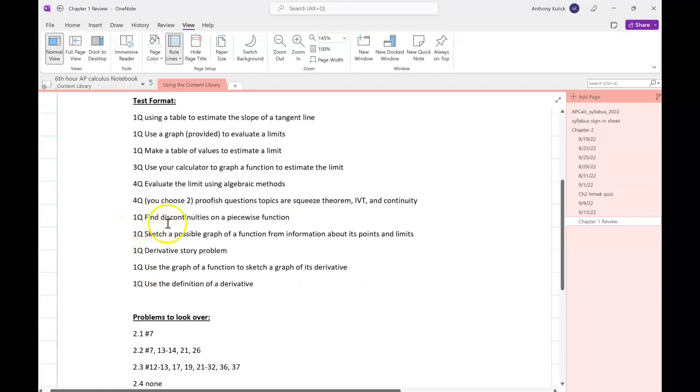One question where I ask you to find the discontinuities on a piecewise function. One question where I ask you to sketch the graph of a function from information about its points and its limits. So again, we've done homework questions like this, right? Where f of 2 is equal to f of 3, which is 7, and then the limit as x approaches 4 is infinity, or a question like that where you just have to kind of sketch it out.